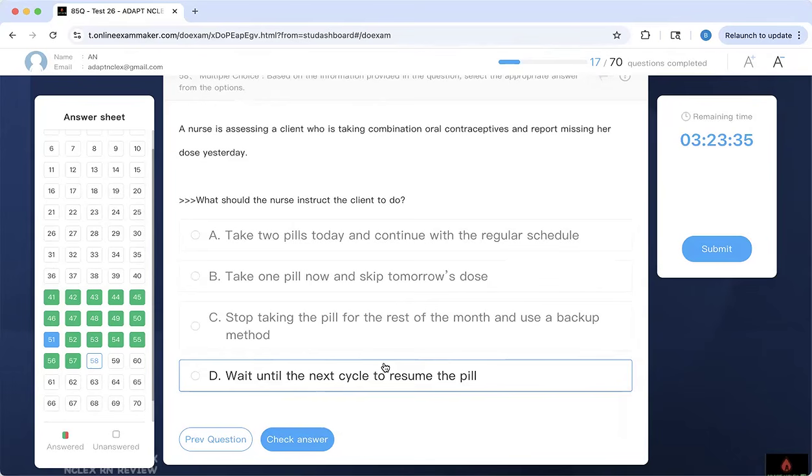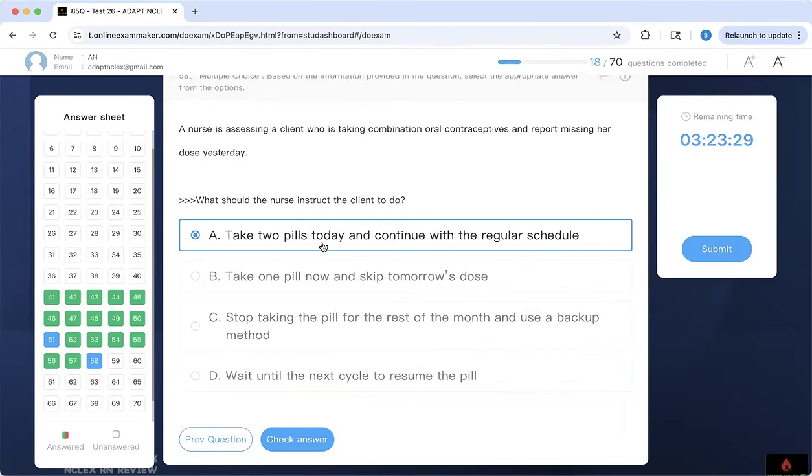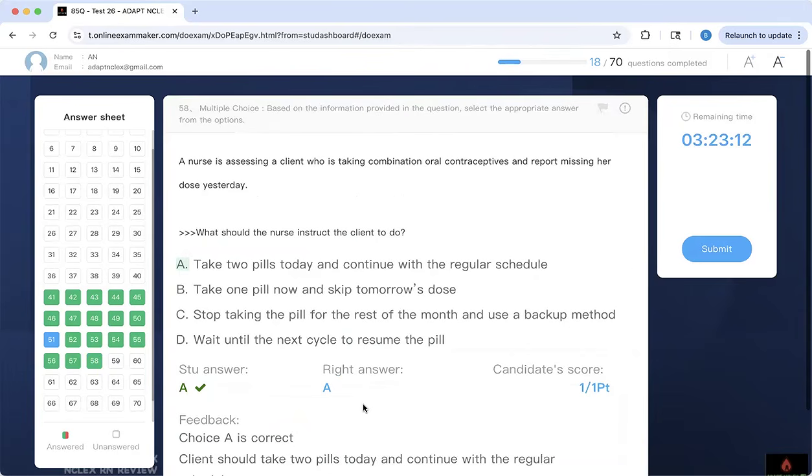They will ask you this. The patient is going to ask, what are you going to teach them? The answer is to take 2 pills and continue with the regular schedule, because you missed one and you have to take today's and the missed one. Take 1 pill now and skip tomorrow? Why would you take tomorrow's now and skip tomorrow? Then you miss it again. You cannot stop it unless you've missed it for like 3-4 days. Then you can do that. So C is the wrong answer.